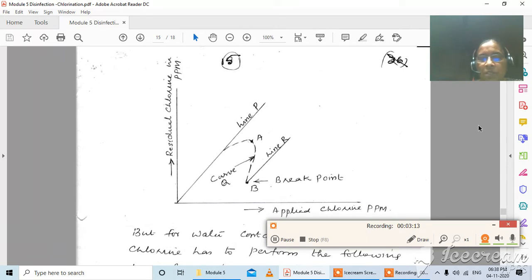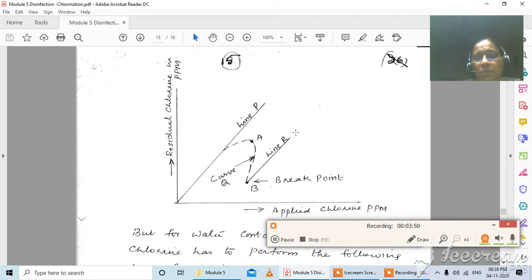And at point A, you can see that there is a sudden decrease in the residual chlorine, even though the chlorine dose, that means the applied chlorine, is increased. The curve AB, that is the curve Q, shows a sudden decrease. And then from point B, the residual chlorine is again increased, and it is increasing linearly from point B.